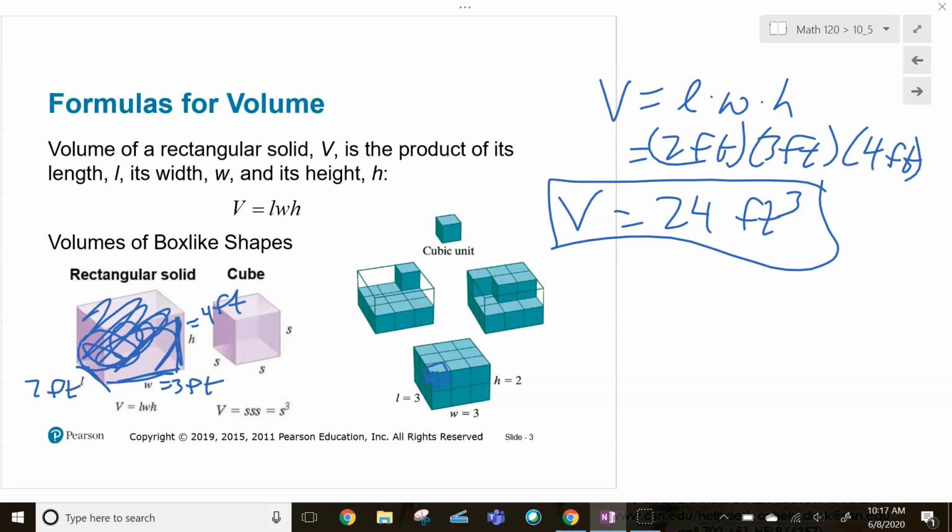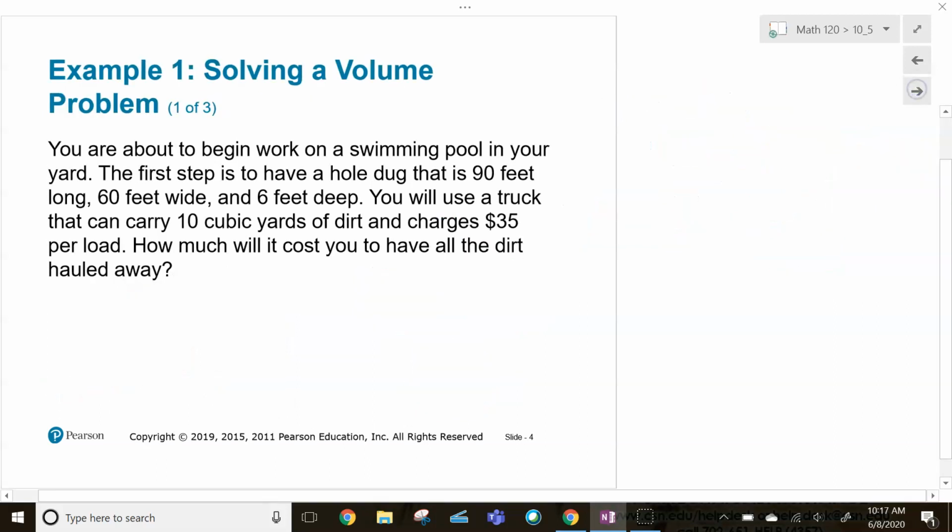And here's another one. This one we've got 3 times 3 times 2, so you notice there's 18 cubic units. All right, so let's work this problem here. First, let's read it. We're about to begin work on a swimming pool in your yard. First step is to have a hole dug. It's 90 feet long, 60 feet wide, and 6 feet deep.